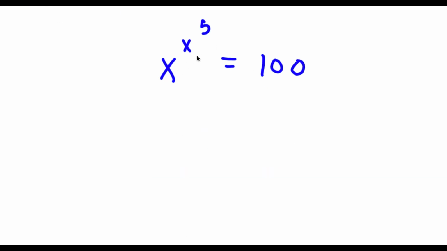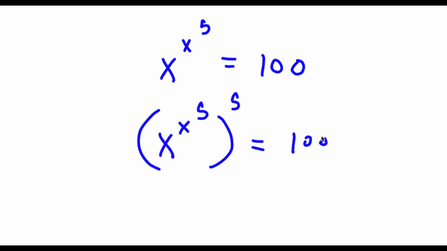Alright, so I have x to the power of x to the power of 5 is equal to 100. Now the first thing I'm going to do is take the power of 5 on both sides. So now I have x to the power of x to the power of 5, to the power of 5, is equal to 100 to the power of 5.